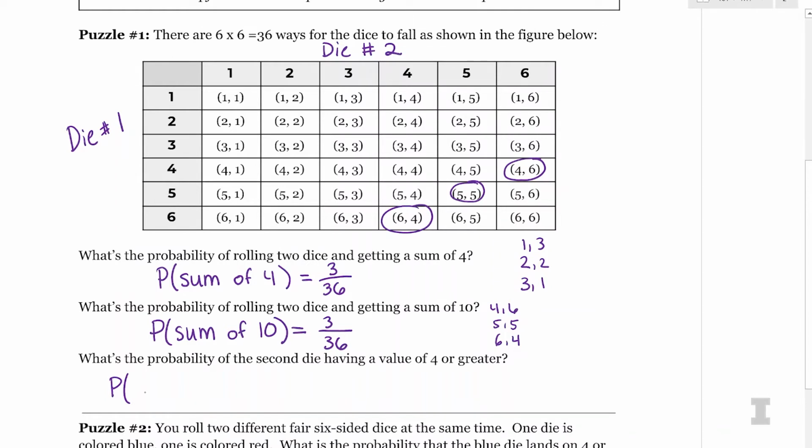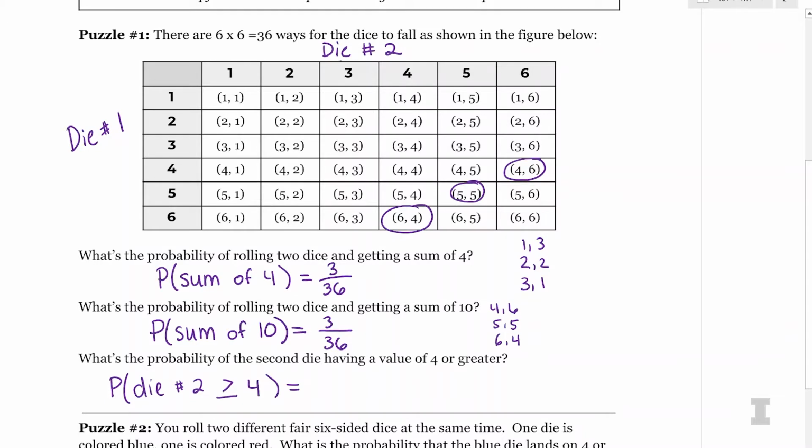So what's the probability of die number 2 being greater than or equal to 4? This is kind of interesting because it's basically saying we don't care about the first die, right? There's no conditions on the first die, so the first die can be anything. But die number 2, if we look up here, has to be 4 or greater. So here are all of my options where the second die is either 4, 5, or 6. And it looks like that is just half of the outcomes, right?